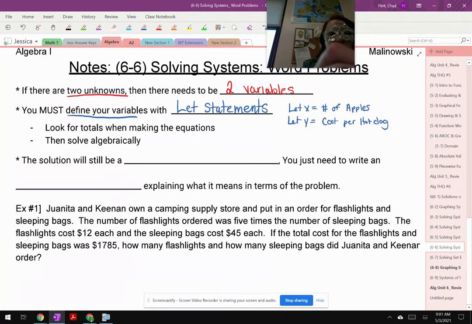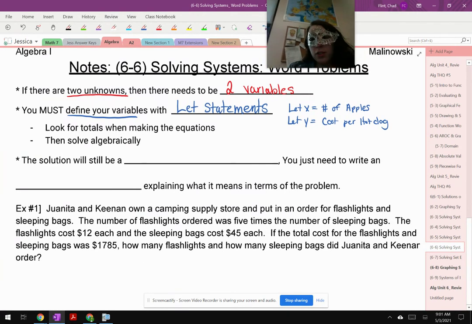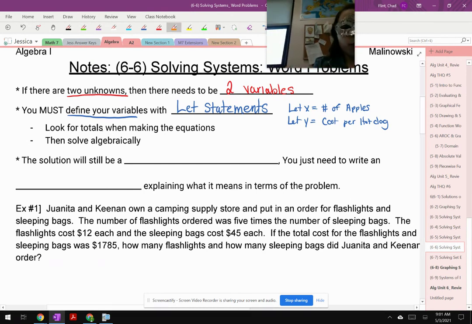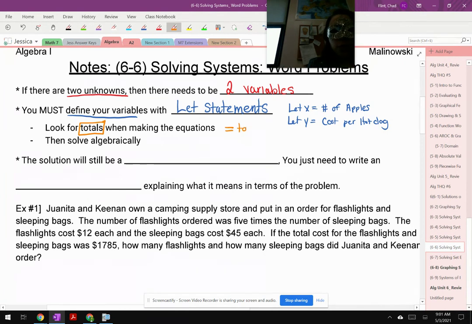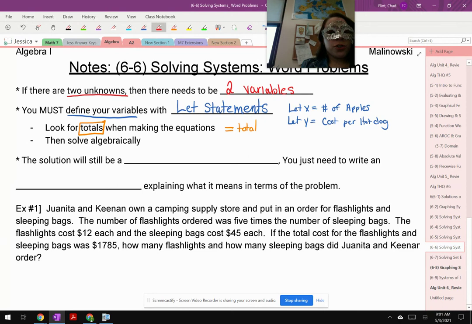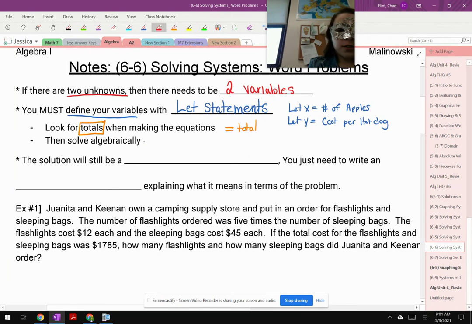The hardest part of this is going to be creating the two equations that you get to solve when you're using the system. So to do that, you're going to look at some key things here. You're going to look at some key things like looking for totals. Totals are important. Look for what it's equal to a total. And then, of course, you're just going to solve algebraically using equations, math.